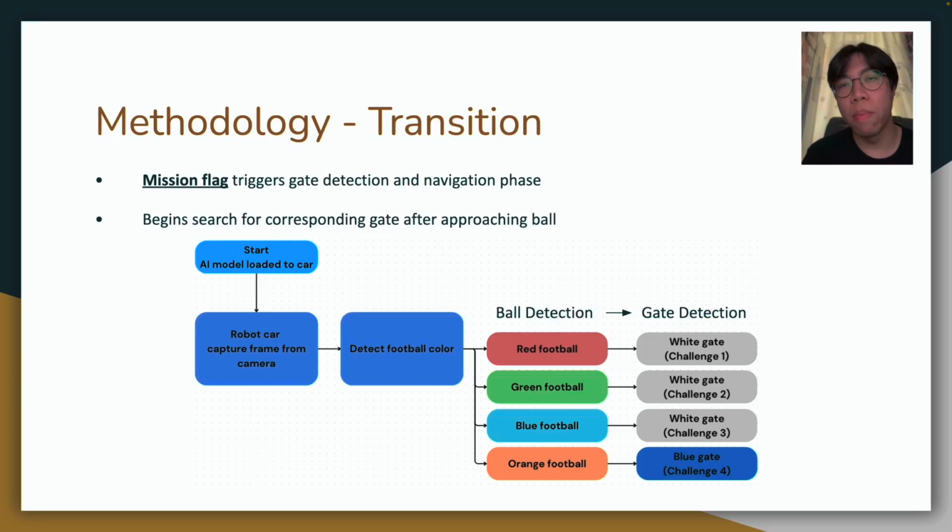For example, if the robot has detected the orange football, after it gets the football, it will only detect the blue gate but not the white gate. And for the red, green, and blue footballs, it will only detect the white gate but not the blue gate. We set this method to ensure that the corresponding football is only responsible for the corresponding gates for different challenges.